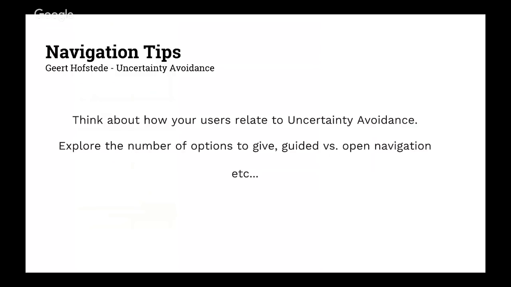So in general, here are some tips for when you're creating navigation structures for different cultural backgrounds. Think about how your users relate to uncertainty avoidance, and explore the number of options to give. Is it guided? Is it not guided? And so on.